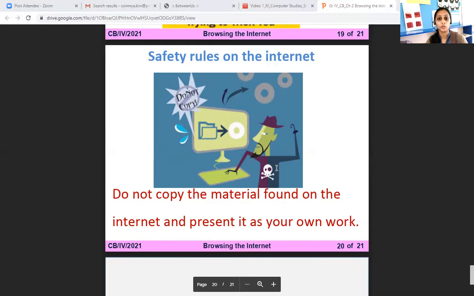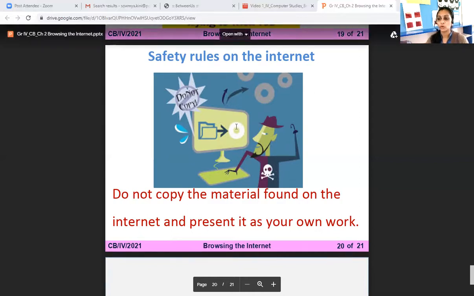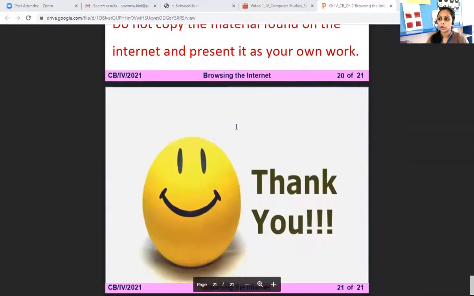It's an individual's intellectual property, and we are not supposed to copy or duplicate it unless we are authorized to do that. So that's what: do not copy the material found on the internet and present it as your own work. We can make use of that, but we cannot say it's our own material. We are not supposed to copy any material.